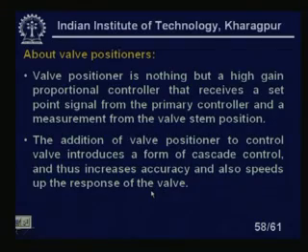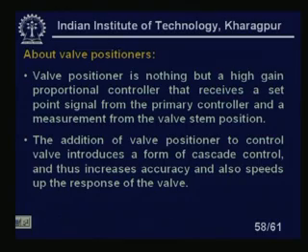Let us look at this. The addition of the valve positioner to the control valve introduces a form of cascade control. It is basically a cascade control. We have seen cascade control, two loops in nature, extensively used in process, and it increases accuracy and also speeds up the response of the valve. So the control valve response will also be increased by the positioner. This is very important. That is the reason people are using valve positioners.